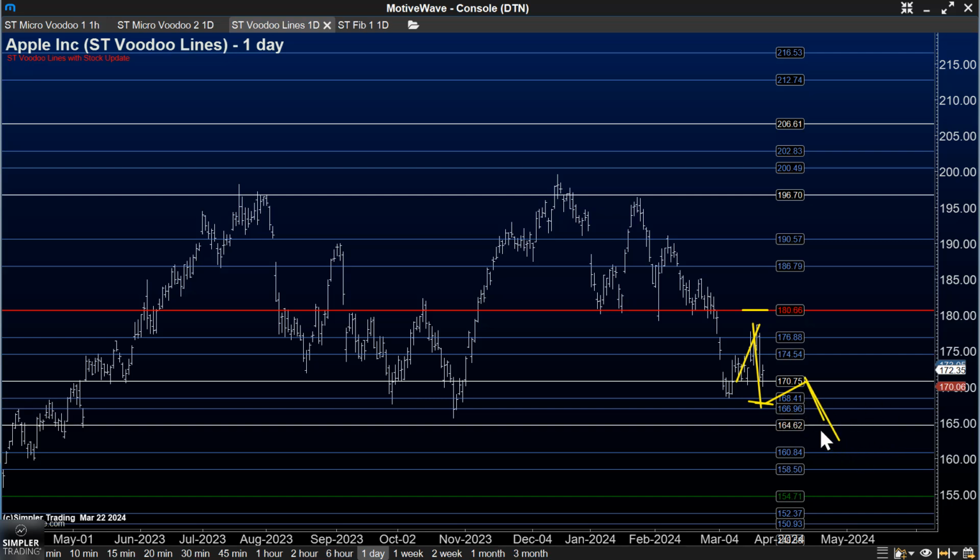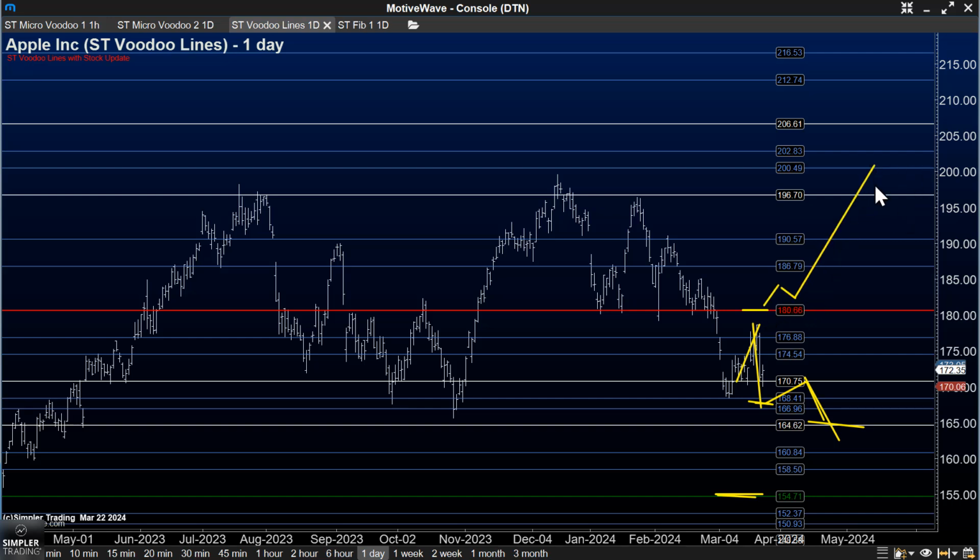Getting below the snow line here at 170.75 and getting bounces which stay below it, particularly if the follow through carries through 164.62, would be far more problematic and would leave a more significant test at the second degree level down here at 154.71.